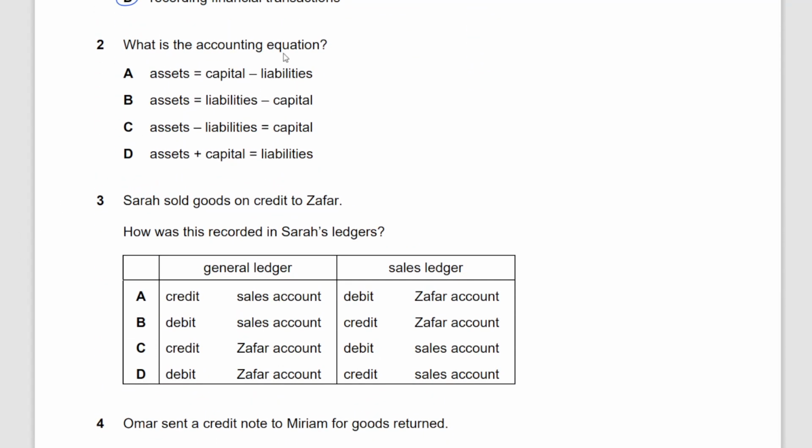What is the accounting equation? The accounting equation is assets equal capital plus liabilities, and you may have different variations of that. Assets equal capital minus liabilities, definitely wrong. Assets minus liabilities equals capital. With basic algebra, if we remove L from both sides, we can say assets minus liabilities equals capital, right? We've learned it in maths that we just move the L to the other side. So this one seems right, option C. Option D is also certainly wrong.